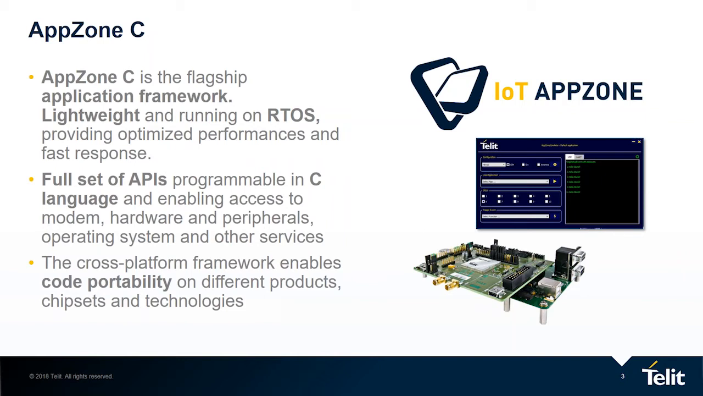AppZone C is essentially a lightweight framework that has been designed for optimized performances and to be portable across various architectures, including those that are more constrained. The programming language is C and APIs are in C, of course. And the fact that it is a cross-platform framework enables the portability on different modules. And this happens regardless of the technology and the chipset that is being used in the module.